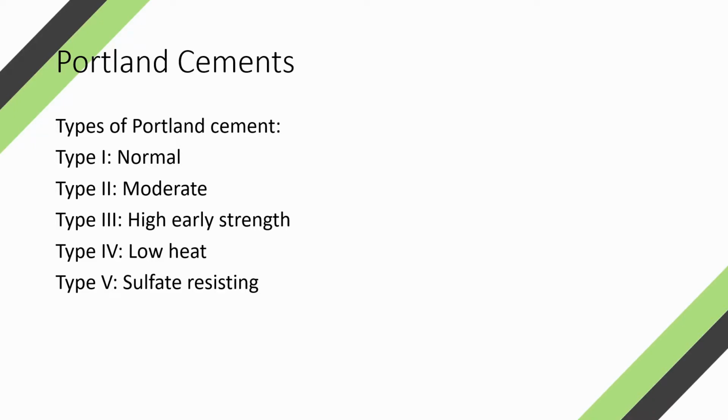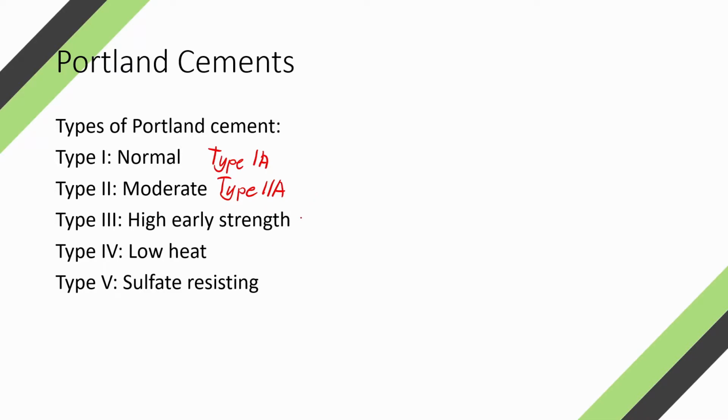Next type is yung type 2. It is for general use, more especially when moderate sulfate resistance or moderate heat of hydration is desired. So, meron din tayong air entraining na type 2. So, type 2A yung air entraining natin. So, kapag air entraining na normal, type 1A. Meron din tayong type 2A. Kapag air entraining na moderate na Portland cement.